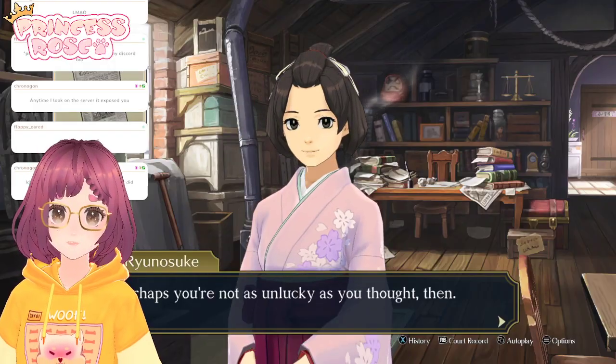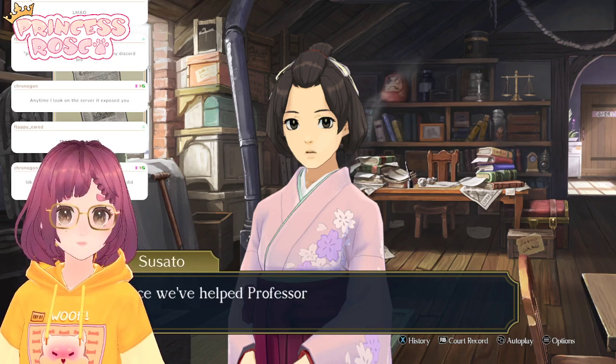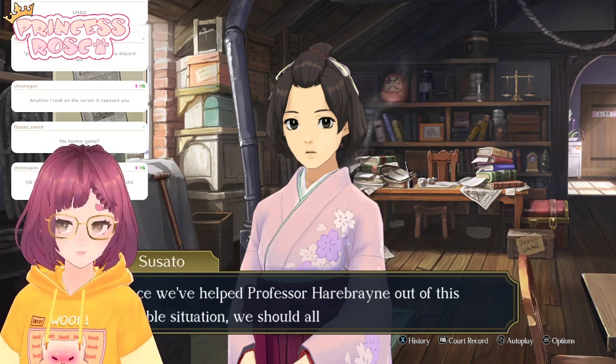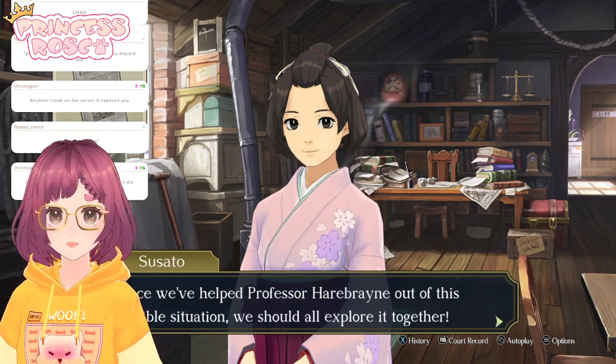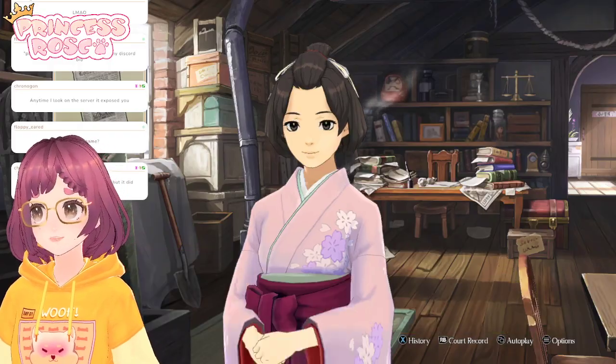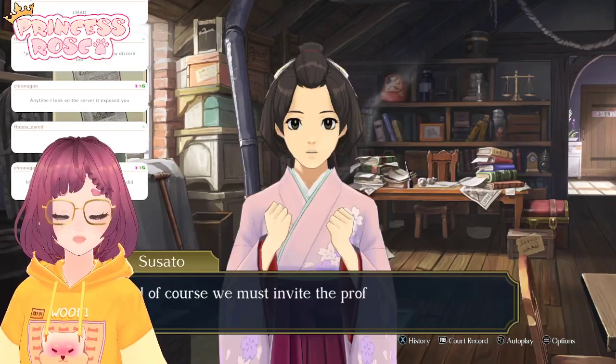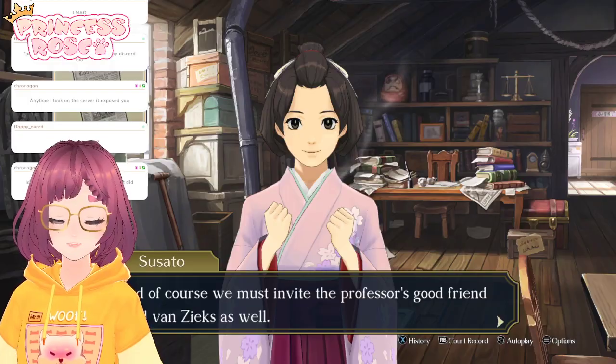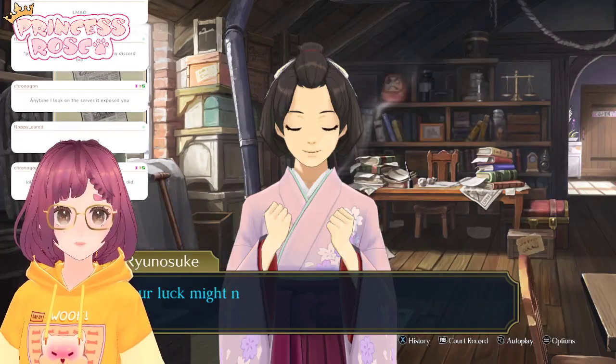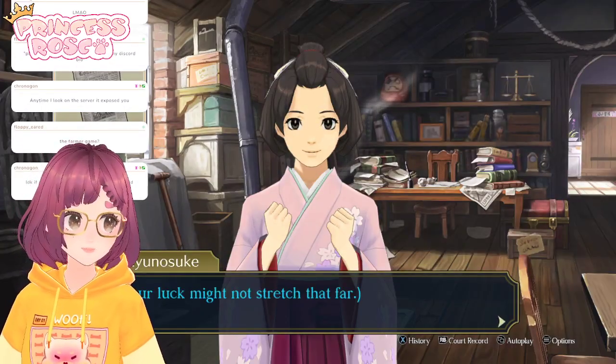Perhaps you're not as unlucky as you thought, then. Once we've helped Professor Hairbrain out of this terrible situation, we should all explore together. And of course, we must invite the Professor's good friend, Lord Van Zeeks, as well. Your luck might not stretch that far.